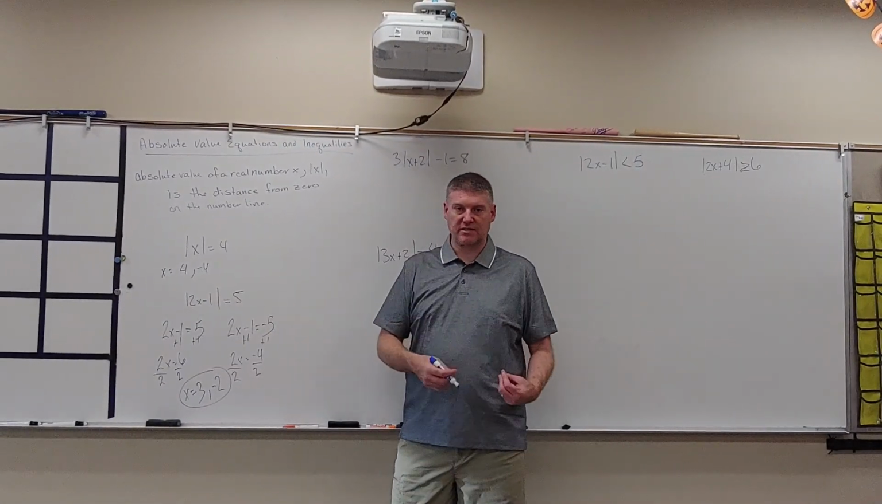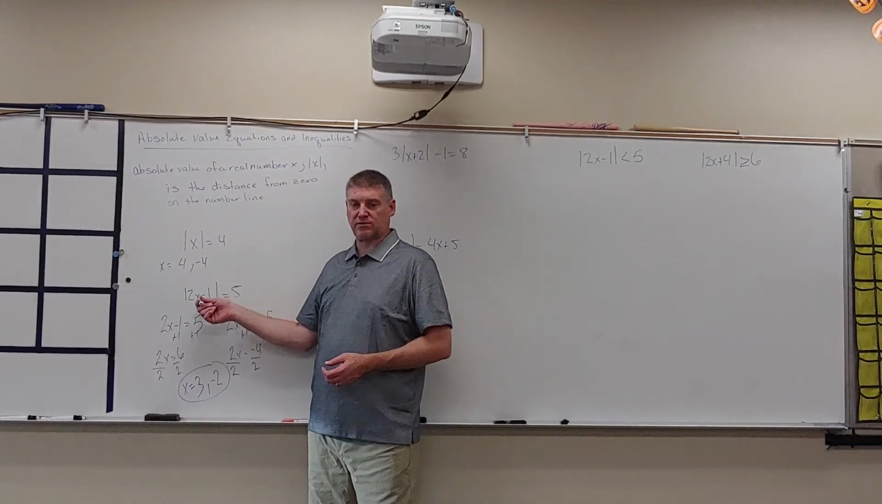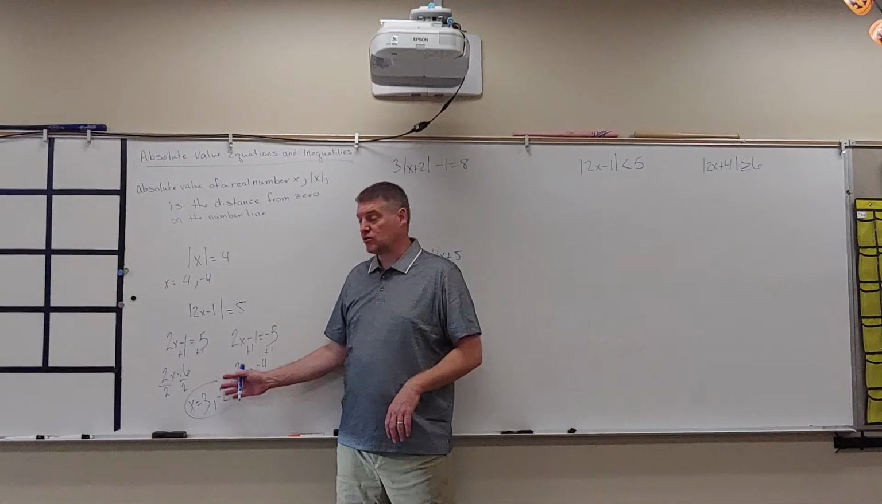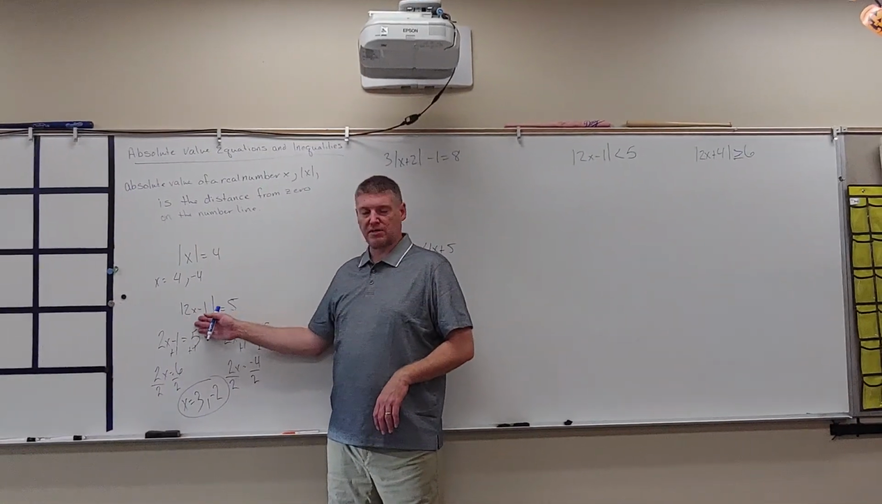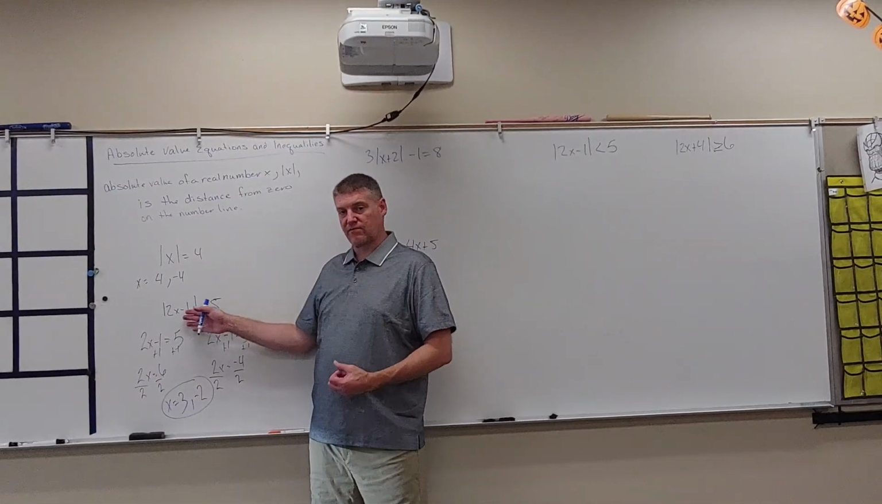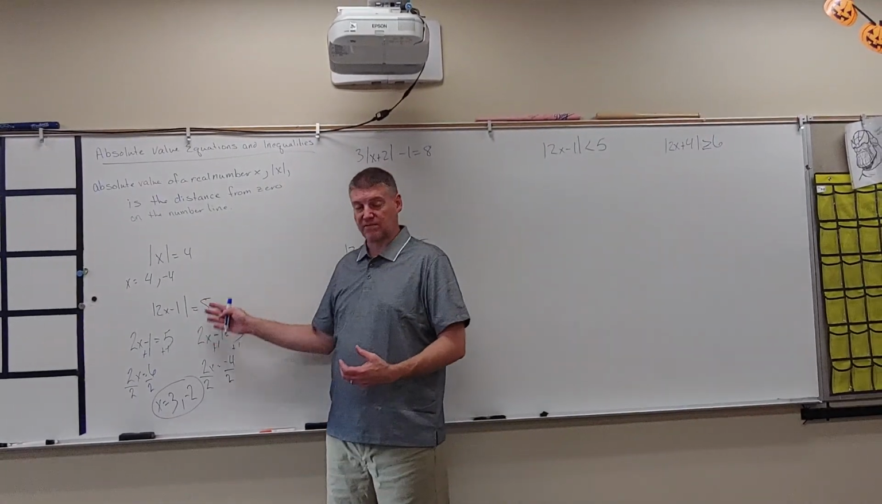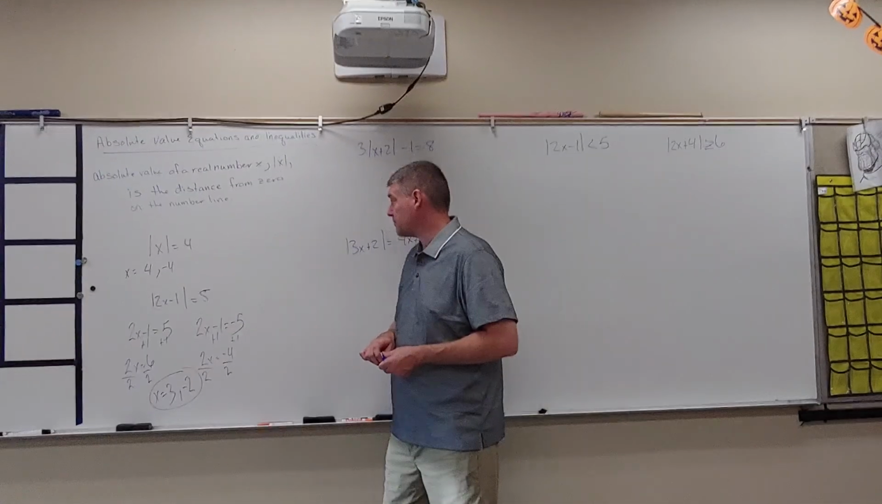2 times 3 is 6. 6 minus 1 is 5. The absolute value of 5 is 5. Works. I'm going to take negative 2, plug it in. 2 times negative 2 is negative 4. Negative 4 minus 1 is negative 5. The absolute value of negative 5 is 5. It works. We checked it out. All right?